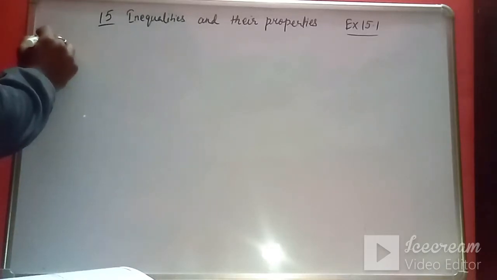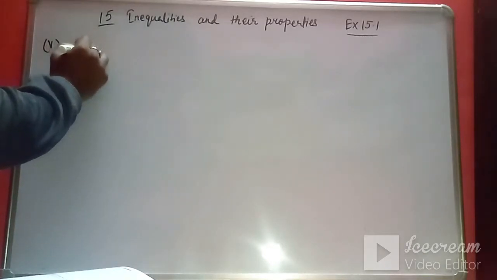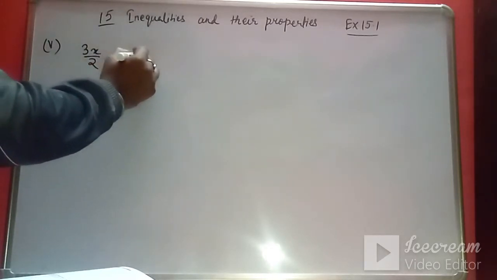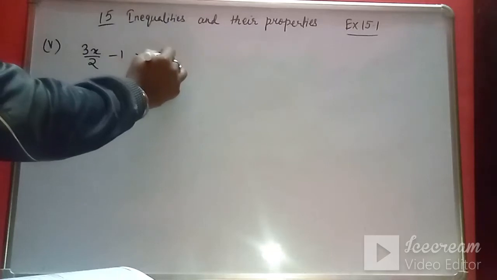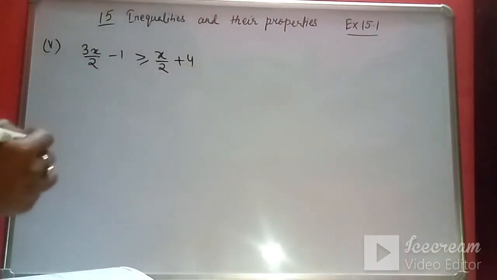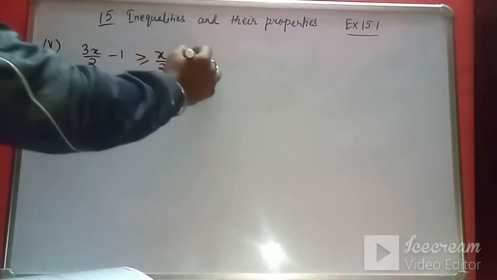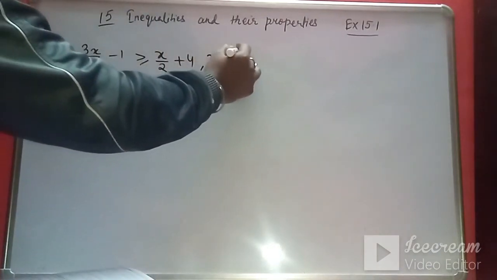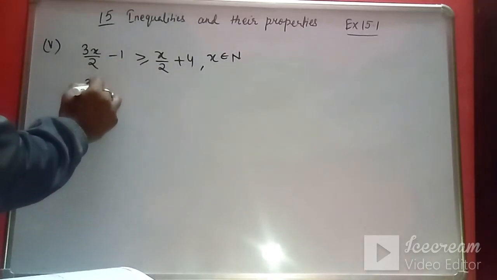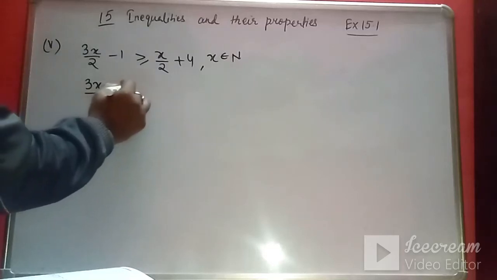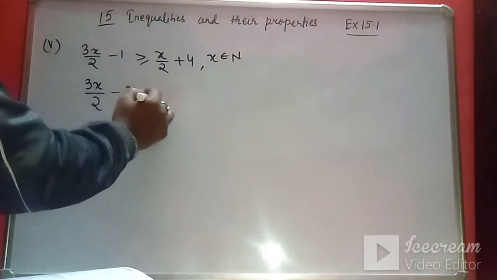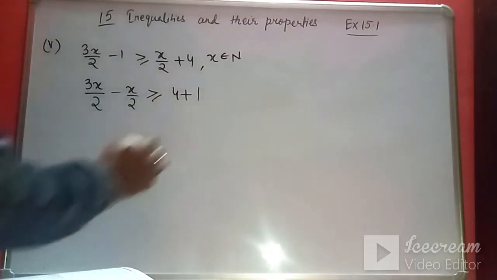Then let's see one more question. 3x by 2 minus 1 greater than equal to x by 2 plus 4, where x belongs to natural numbers. So same method we will do. We will bring all the variables on the left hand side and all the constants on the right hand side.